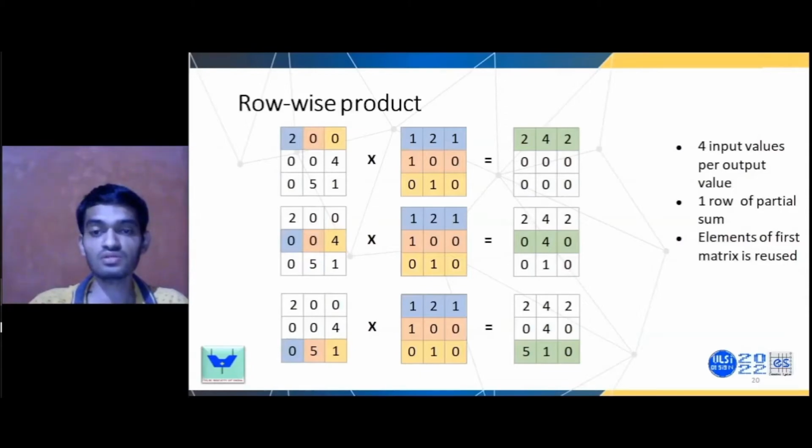The next algorithm is the row-wise product algorithm. In this algorithm, matrix A is traversed row-wise.